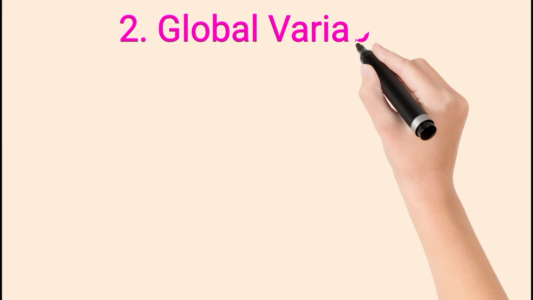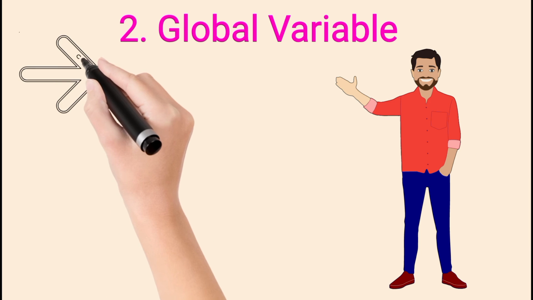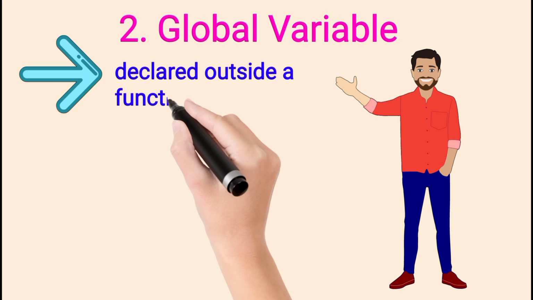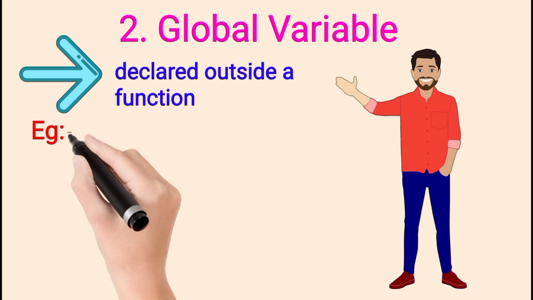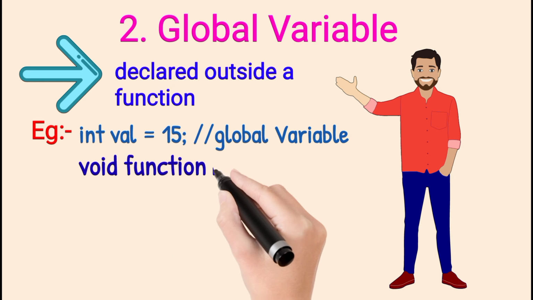Number 2. Global variable. This type of variable is declared outside the function or block, and its scope is throughout the program, which means you can use a global variable from any part of the program. Now let's see how you can define a global variable.